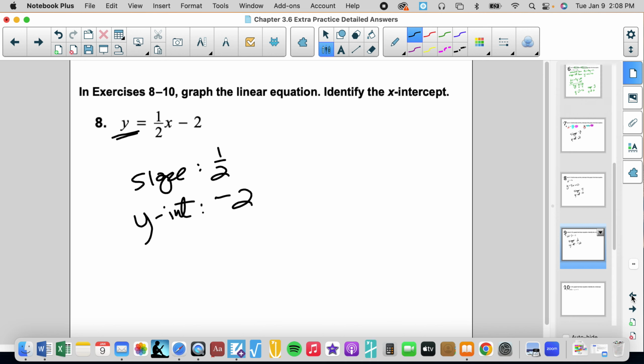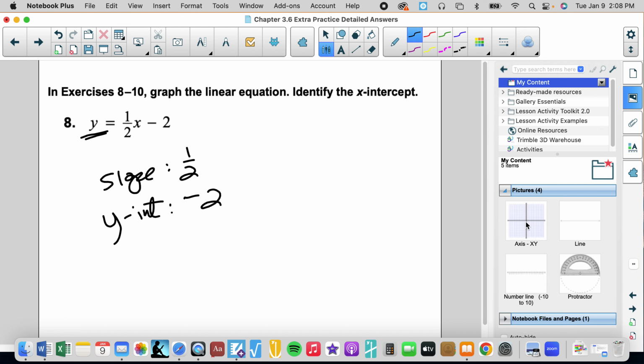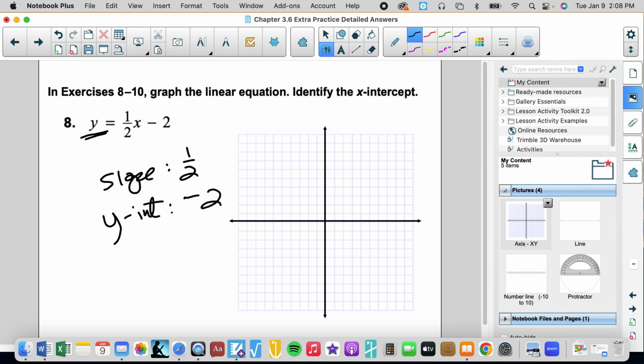Oh, whoops, sorry. I think it says then graph it. Sorry, identify the x-intercept too. Whew. Okay, so I didn't even read the directions. I was making assumptions. My bad. That's what happens. All right, so we're going to graph this.